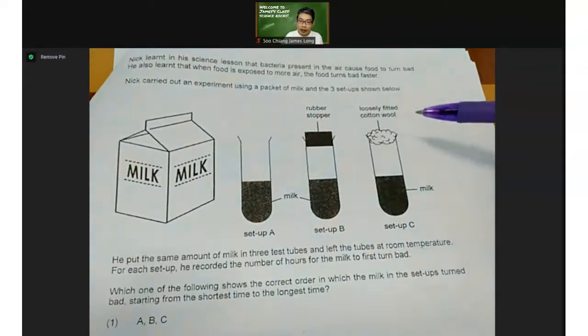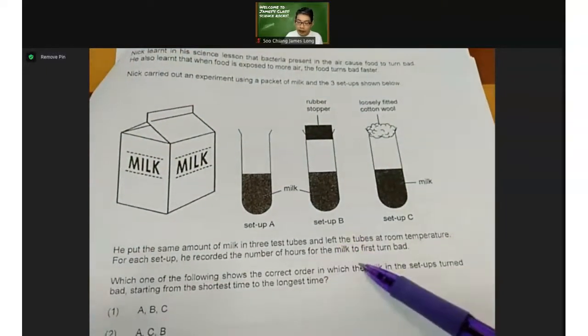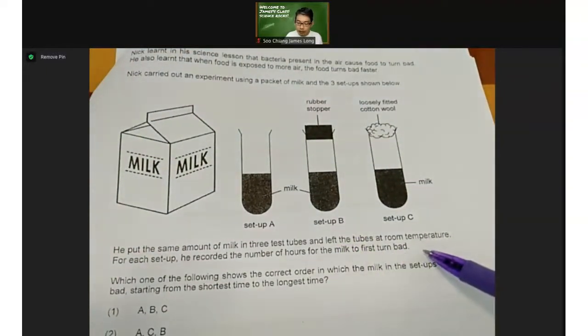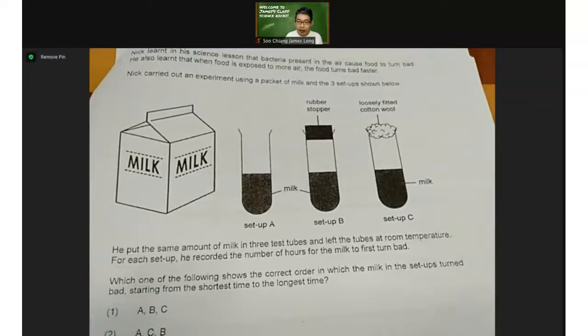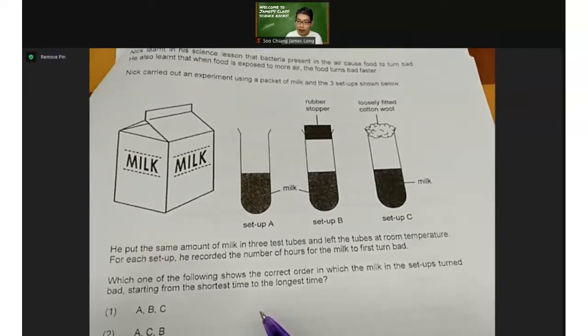He put the same amount of milk in 3 test tubes and left the test tube at room temperature. For each setup, he recorded the number of hours for the milk to first turn bad. Which of the following shows the correct order in which the milk in the setup turned bad, starting from the shortest time to the longest time? Meaning that the food turns bad the fastest.